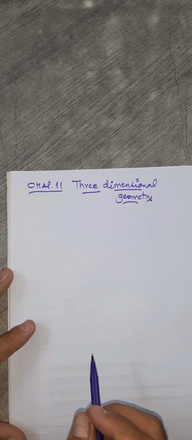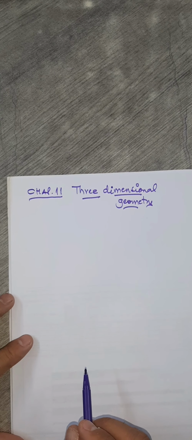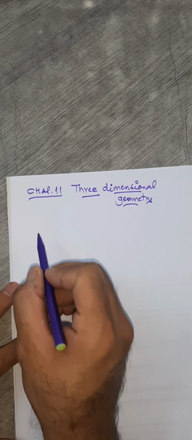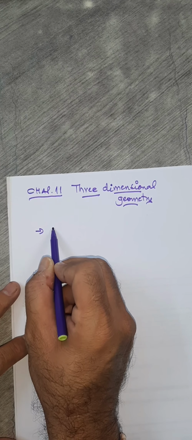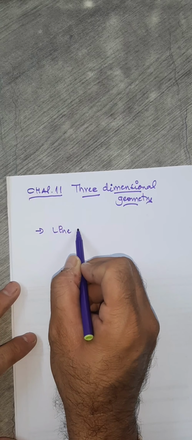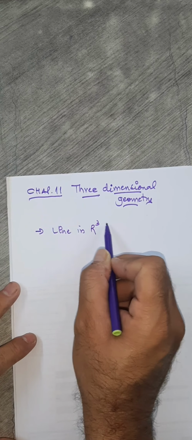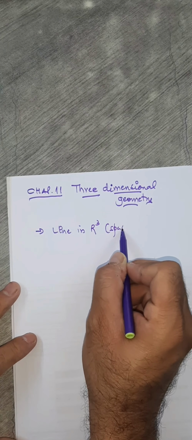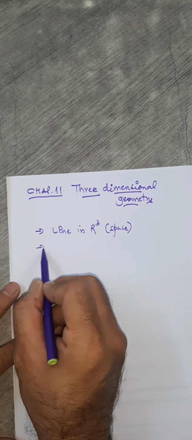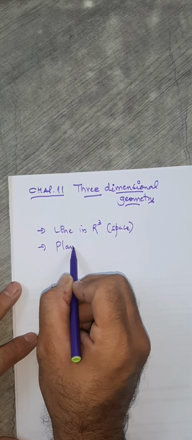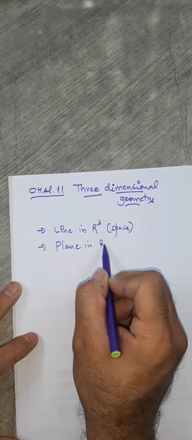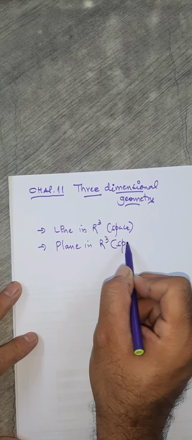Chapter number 11, that's about three-dimensional geometry, the same chapter we already studied in 11th standard. Now here in this chapter we are going to study two things. One, a line in space, that is a line in R3. Line in R2 you already studied in 11th standard in coordinate geometry. And the other one is a plane in R3, that is a plane in space. Remember, two things we'll study.